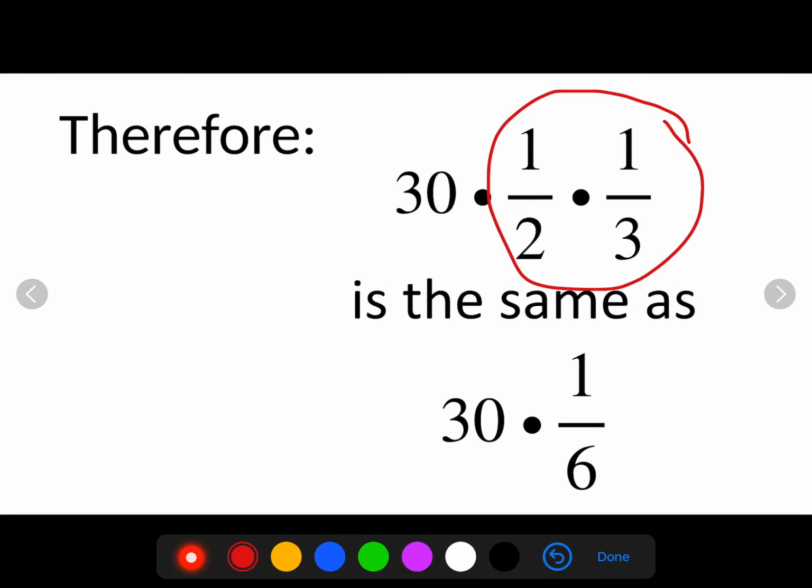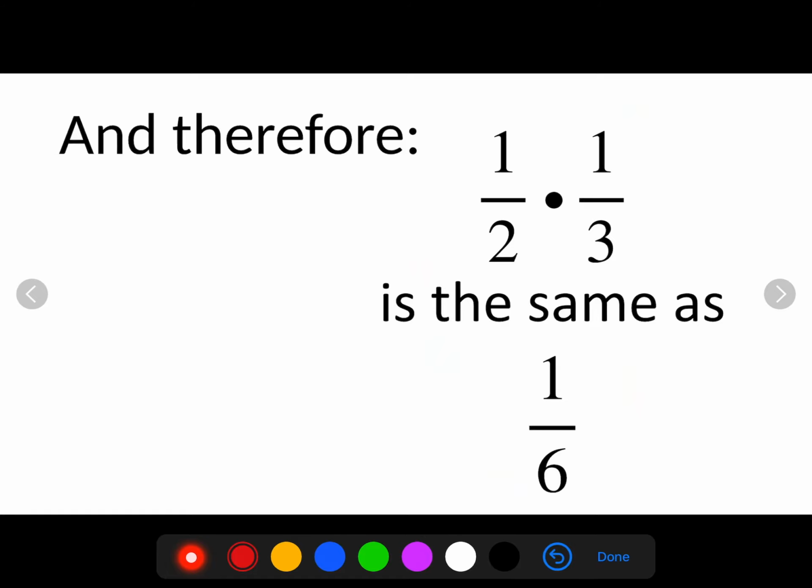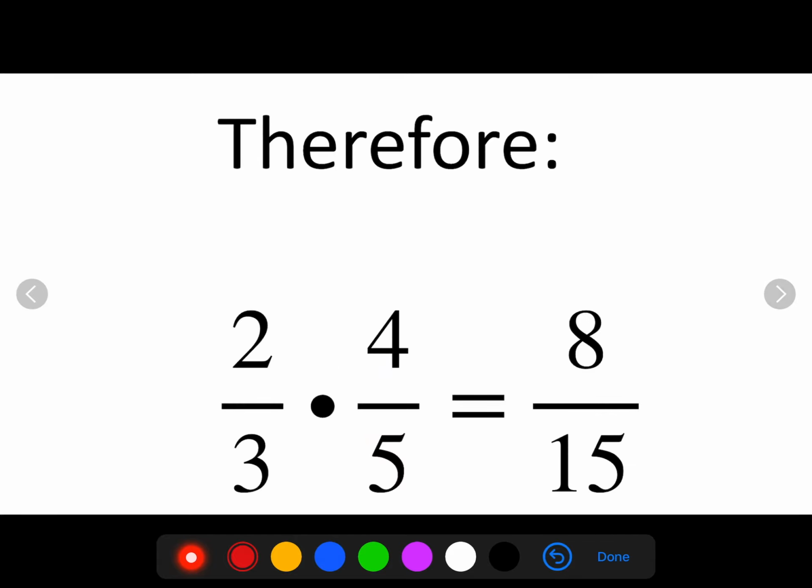Here is 1/2 times 1/3. That turns into 1/6. 30 is the same as 30. Therefore, 1/2 times 1/3 must be 1/6. Well, where do we get 6 from? Well, we do 2 times 3 equals 6. And where do we get 1 from? 1 times 1 equals 1. Therefore, 2/3 times 4/5 must be 8/15. 2 times 4 equals 8. 3 times 5 equals 15.